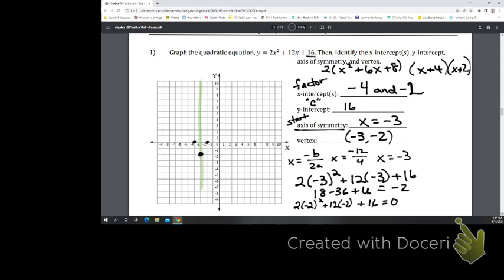And then if I want to make sure that my graph is even more accurate, I'm just going to do negative 1. And what did that give you if you did that? 2 times negative 1 plus 12 times negative 1 plus 16... Oh, this is not squared. I don't know why. This should not have a squared on it. So negative 1 and positive 6. Good.